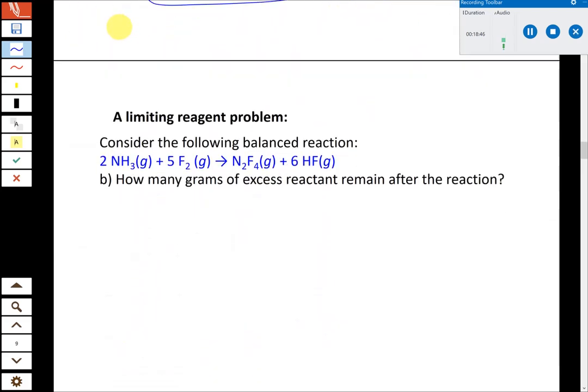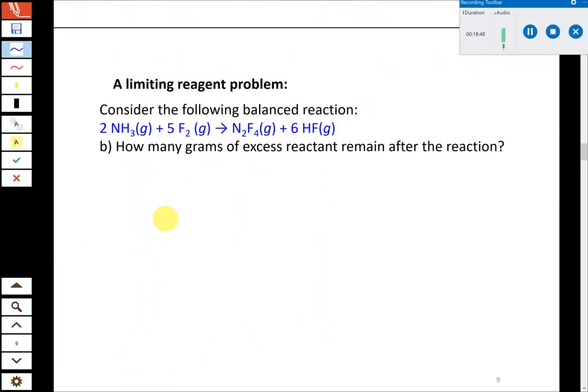And then another question we can sometimes ask you then is, how many grams of excess reactant remain? So the concept of limiting reactant is that whatever the limiting reactant is going to go away completely during the reaction. It's going to be converted into the product. You're going to have 0 limiting reactant left over. But then whatever's not the limiting reactant is an excess reactant, and then there's going to be some of that left over at the end. So how do we figure out how much that is?